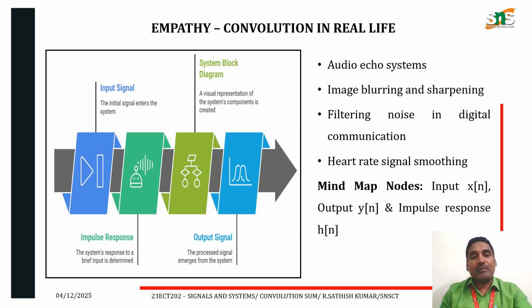It is used in audio ecosystems, image blurring and sharpening, filtering noise in digital communication, and heart rate signal smoothing. See, what are all the mind map nodes in convolution? It is nothing but input x of n, output y of n, and impulse response h of n.